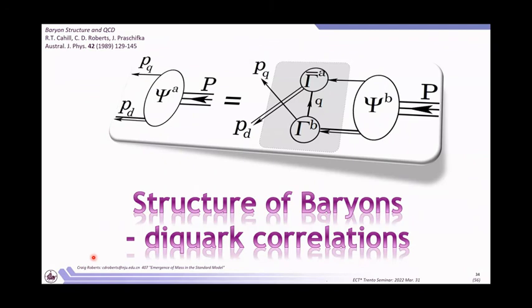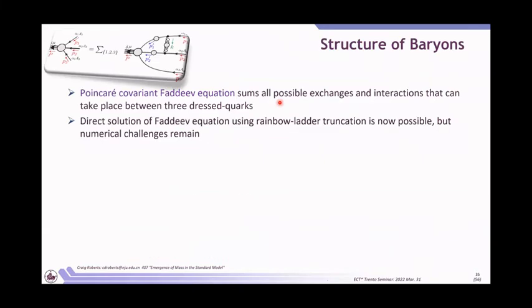That's hard. You can simplify the problem by taking advantage of the features of quark-quark interactions in QCD that generate diquark correlations. This 3-body equation sums all possible exchanges and interactions that can take place between 3 dressed quarks. And as I mentioned, there are 3 or 4 people in the world today who can solve the Faddeev equation directly in this form.